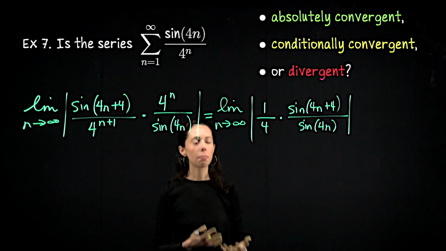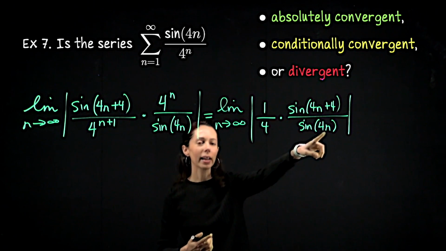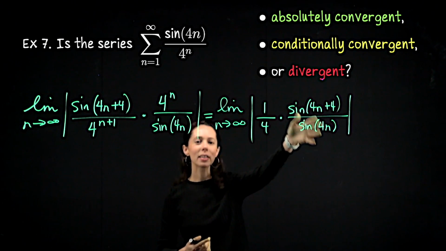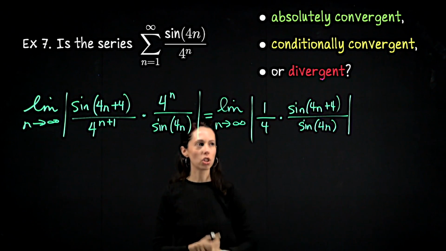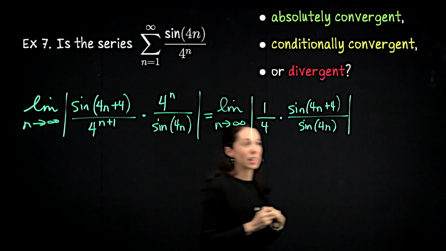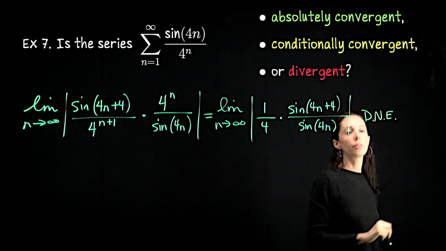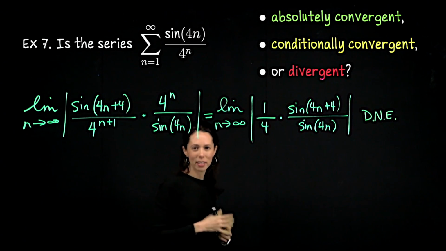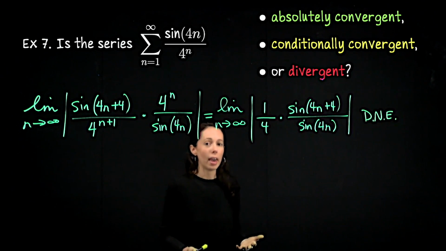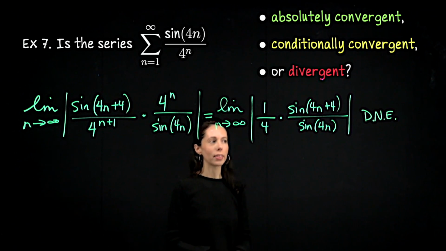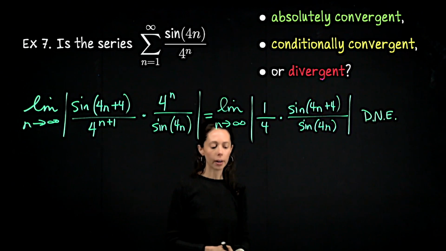In fact, it's not even bounded because sine can get close to 0 here in the denominator. So I can't really say very much about this fraction in general. I'm just going to say this limit does not exist. So this is an instance where the ratio test isn't going to work for us. That's okay. You're always welcome to try the ratio test. It just might not always work, and this is an example where it doesn't work.